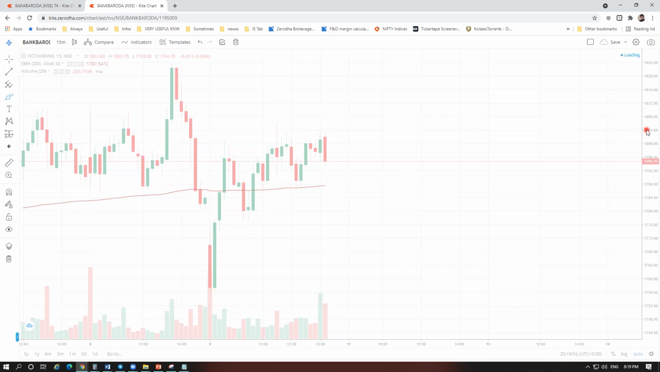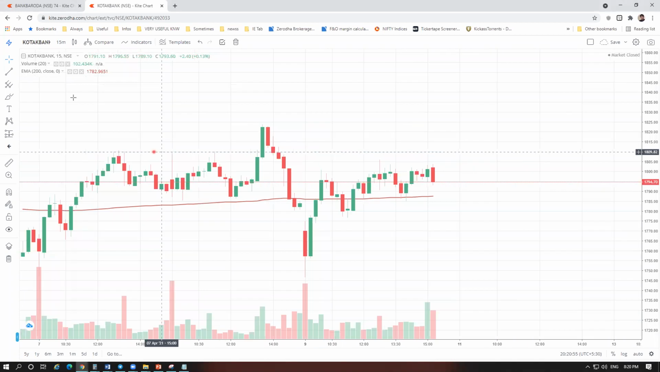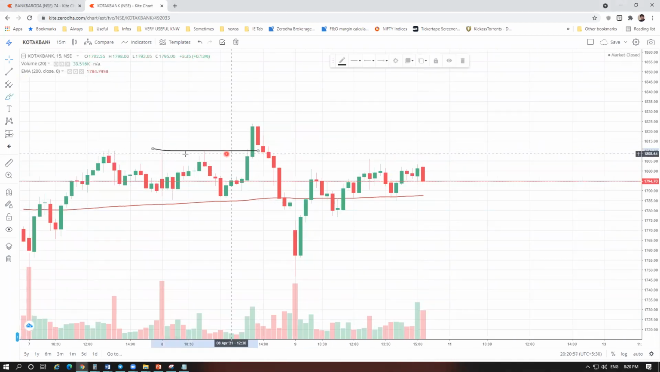Okay, previously in the scanner Kotak Bank appeared, but why did Kotak Bank appear? Let's see this. Why is Kotak Bank there, and whether it is following the next candle setup, we will also discuss that. So see, last day what happened? 15 minutes candle. I am marking its high.